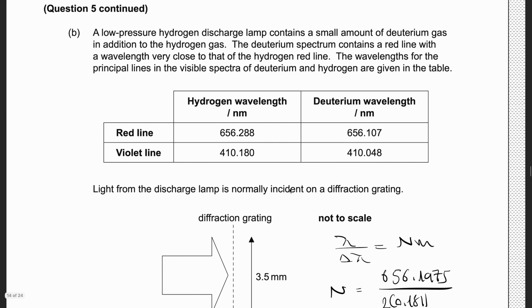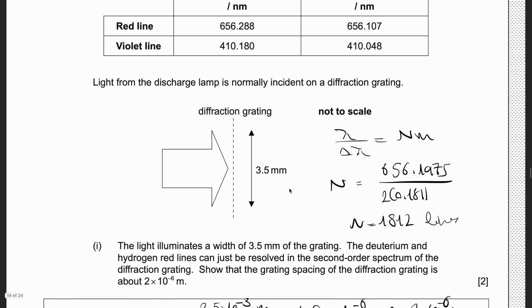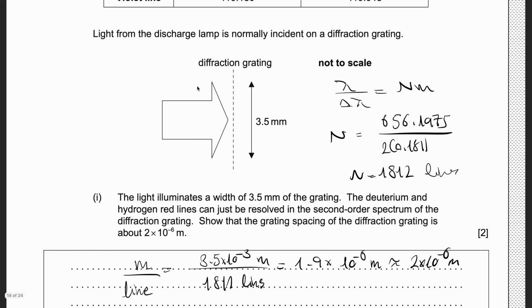Now, in part B, we're told that a low pressure hydrogen discharge lamp contains a small amount of deuterium gas in addition to the hydrogen gas. The deuterium spectrum contains a red line with a wavelength very close to that of the hydrogen red line. The wavelengths for the principal lines in the visible spectra of deuterium and hydrogen are given in the table. Okay, so the light illuminates a diffraction grating. The deuterium and hydrogen red lines can be resolved in the second order spectrum of the diffraction grating. Show that the grating spacing of the diffraction grating is 2 times 10 to the power of -6 meters.